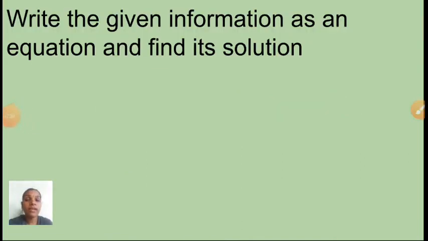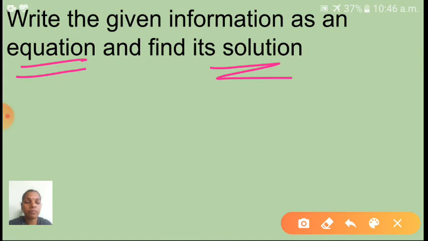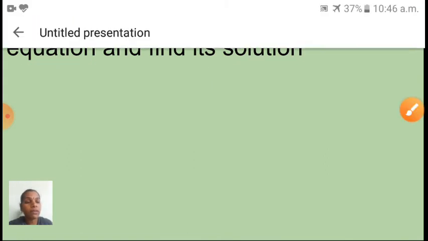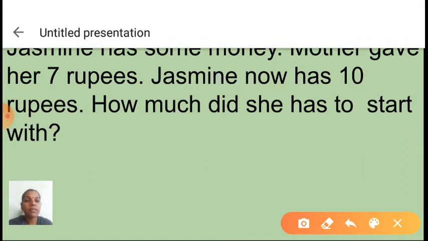Children, see here, next one is write the given information as an equation and find its solution. Okay, so if you are getting one information, through that information first we have to make an equation. Okay, so afterwards we have to what? We have to solve the equation. Understood children? See here one example I have given, that is Jasmine has some money.